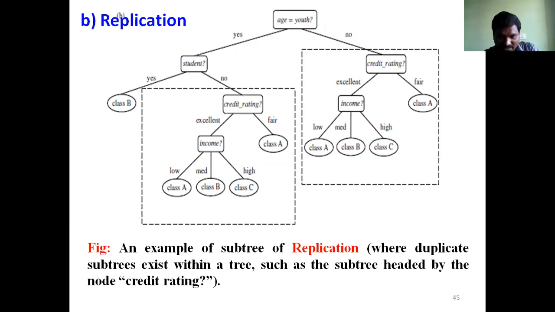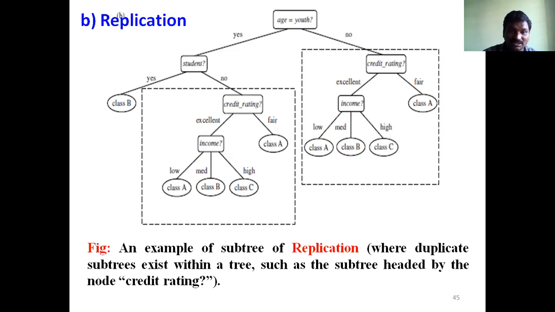Replication means sub-branches are repeated. For example, credit rating: excellent, income low, middle, high, fair, class label A. A similar branch appears here, where the duplicated subtree exists within a tree. Such a subtree is headed by the node credit rating, and the sub-branches occur more than once.